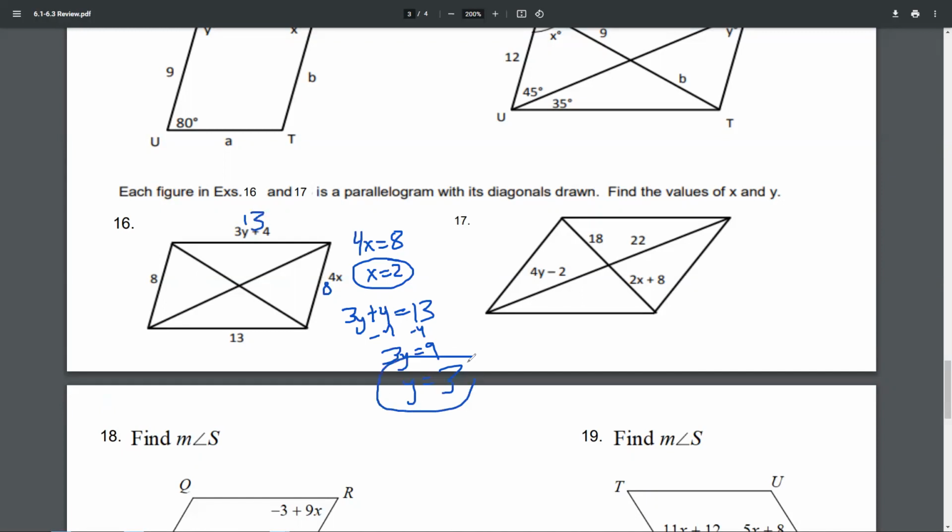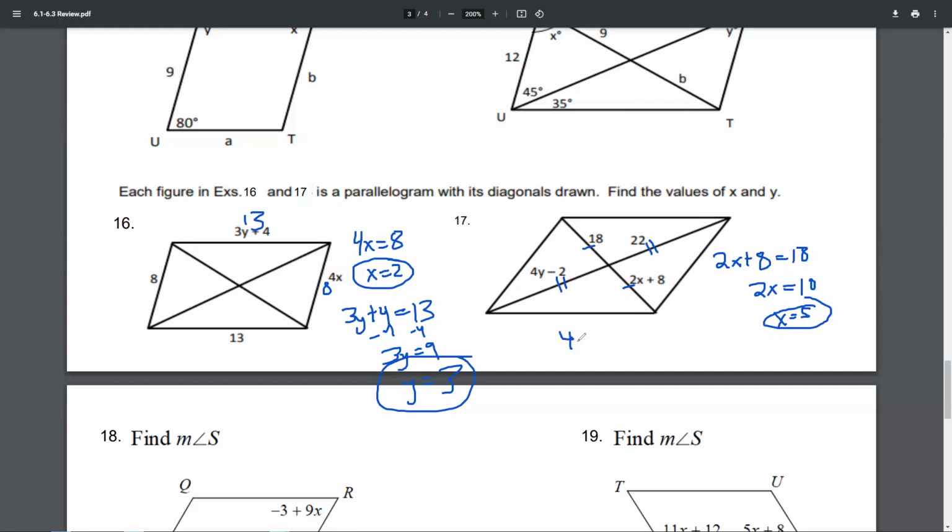So y equals 3. All right, and then over here, diagonals bisect each other. So 18 is going to be equal to 2x plus 8. And then 4y plus 2 is going to be equal to 22 because those diagonals are splitting each other in half. So 2x plus 8 equals 18. Subtract 8 on both sides, we get 2x equals 10. Divide by 2, we get x equals 5. Okay, if you want to check it, you can plug it in. 2 times 5 is 10, plus 8 is 18.